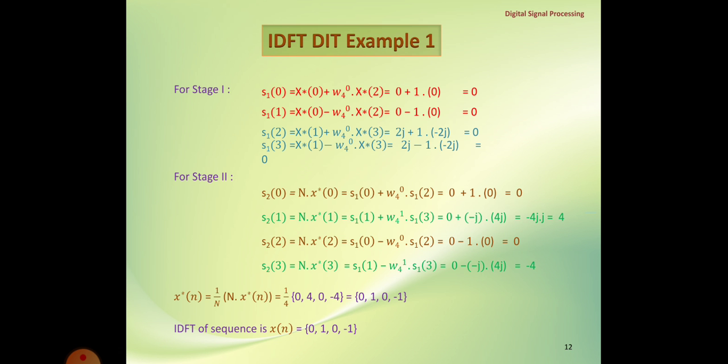So to calculate x of n, we have to take the complex conjugate of x conjugate n. What is the complex conjugate? If there is any imaginary term, we just change its sign. But for this example, in x conjugate n there is no complex or imaginary term. Therefore the IDFT of the sequence is x of n equal to 0, 1, 0, -1. This is the example of calculation of the IDFT using the DIT-FFT algorithm.